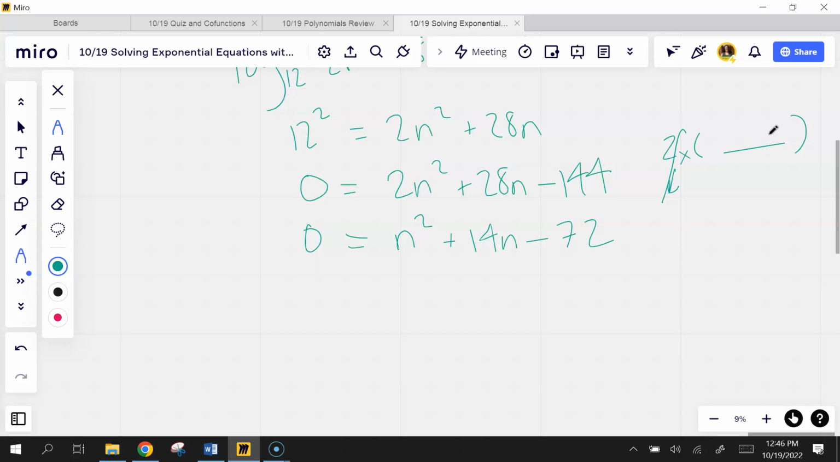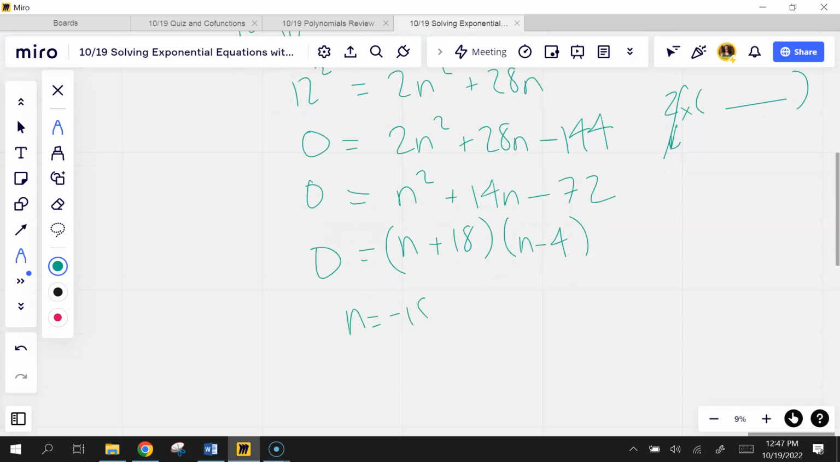What multiplies to negative 72 but adds to 14? 16 and 2? I don't know. Wait, that's not right. Doesn't 18 and 4? I'm listening to y'all. Negative 18 and 4. It's what? 18 and negative 4.